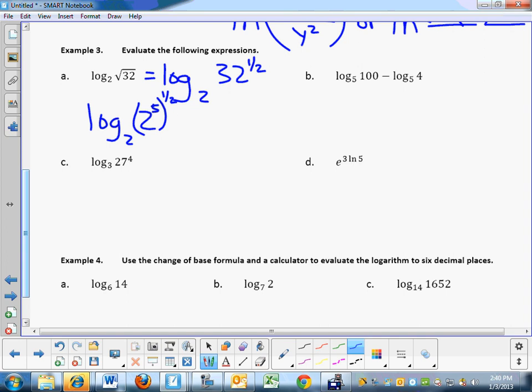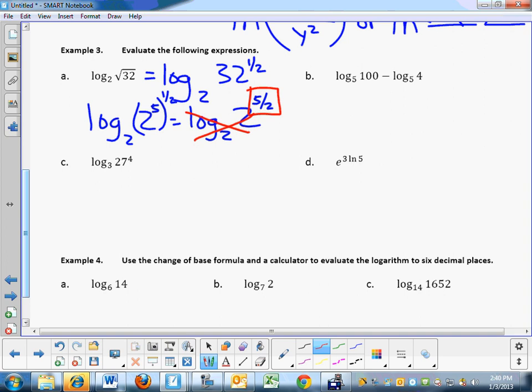What do I do with exponents? Exponent to exponent, what do I do? Multiply them. So that's log base 2 of 2 to the 5 halves. Okay? Now look at what you have here. Log base 2 of 2 to the 5 halves. What cancels off? Good. So this cancels off and just leaves you with 5 halves. That's the answer.